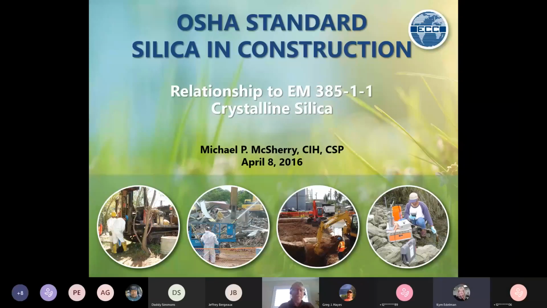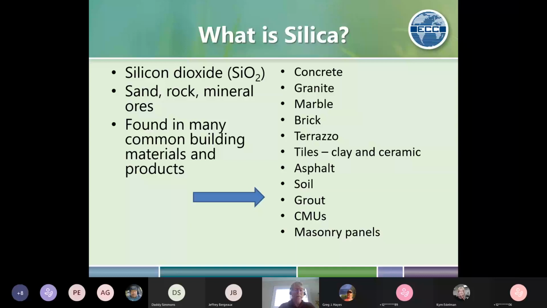Yes. Okay, good. As Kim mentioned, the topic for today is the OSHA standard for silica in construction, and we'll talk a little bit about its relationship to EM 385-1-1. But before we really get into the OSHA standard, let's talk a little bit about what silica is and what it does.